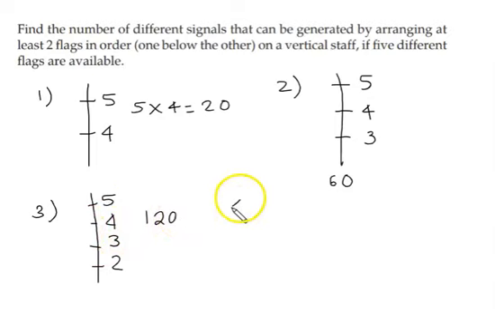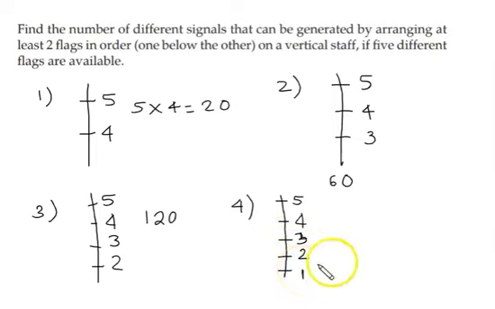Now coming to the last case, we could also have all the five flags arranged on the vertical staff. If all five flags are getting arranged, for the first we have five options, for the second we have four, for the third flag we have three options, for the fourth flag we have two options, and for the last flag we'll be remaining with only a single flag. Again, by using the fundamental principle of multiplication, our answer would be 5 into 4 into 3 into 2 into 1, which is equal to 120 again.